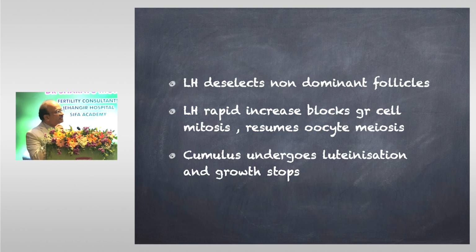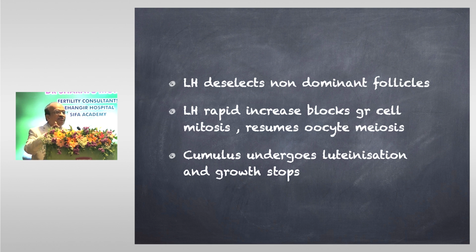So LH, I think this is a very important statement. LH deselects non-dominant follicles. The LH does go up, but it will not allow the smaller follicles to grow. So it will deselect the non-dominant, only one will grow better. LH rapid increase will block the granulosa cell mitosis, but it resumes oocyte meiosis. I told you, LH surge is end of follicular phase.